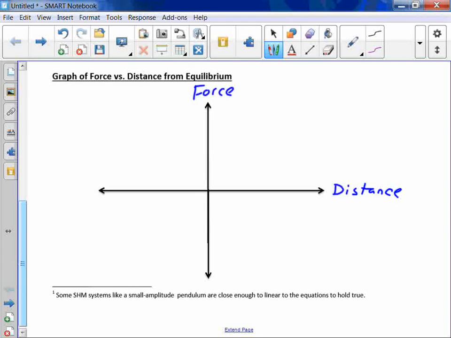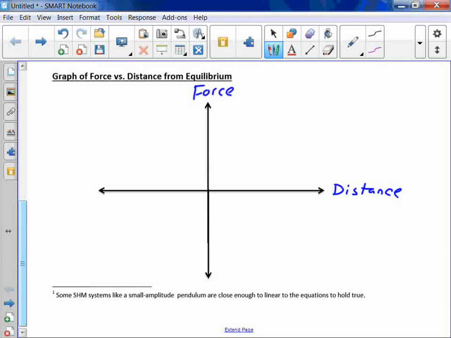From the first requirement, we saw the force has to be directly proportional. What type of graph does that bring to mind if I say something is directly proportional? A straight line, great. Now, the second rule is going to tell us whether it's a negative slope or a positive slope.